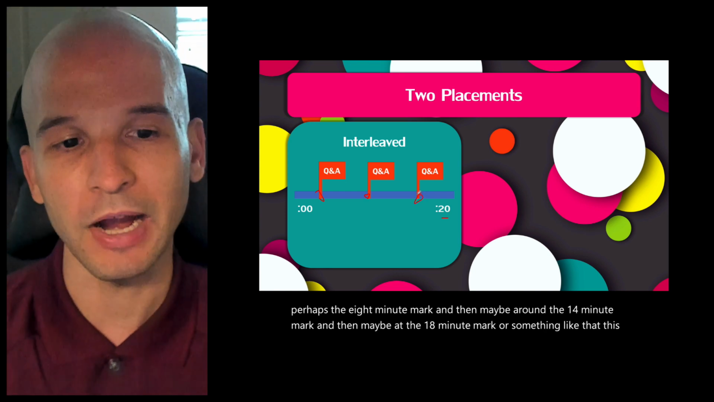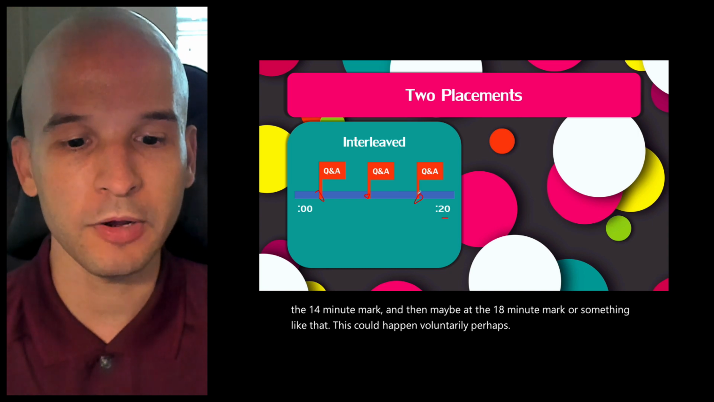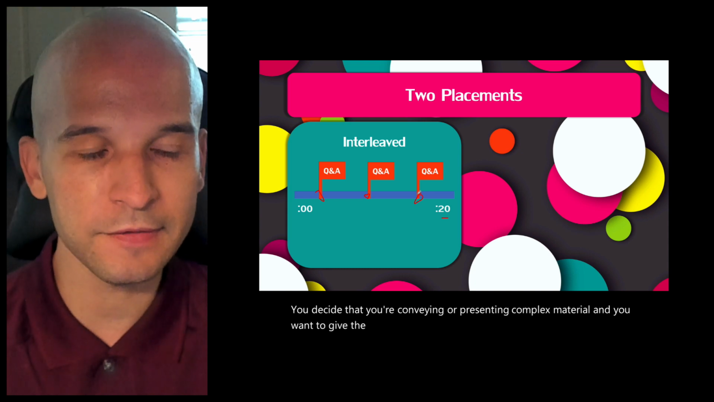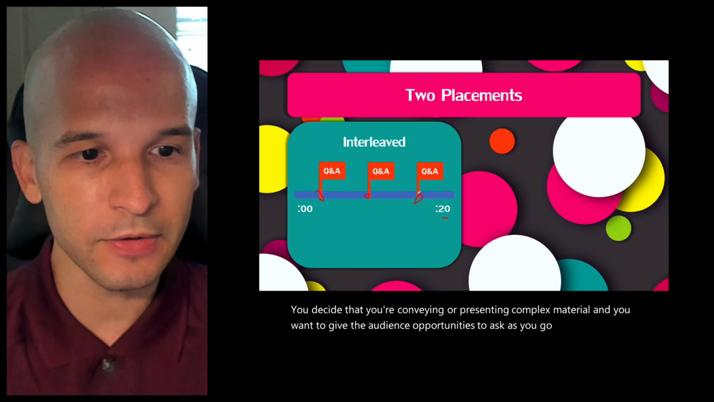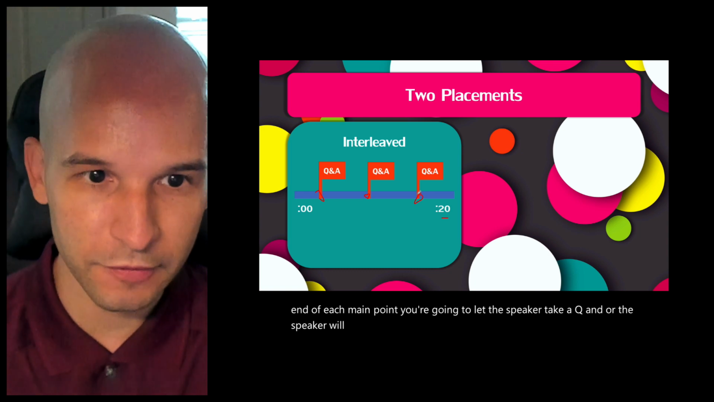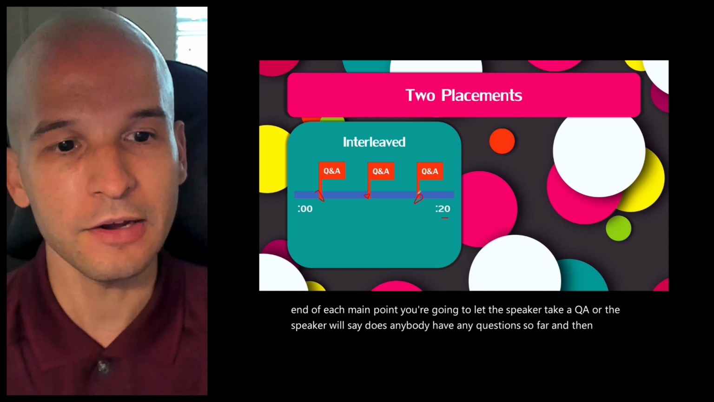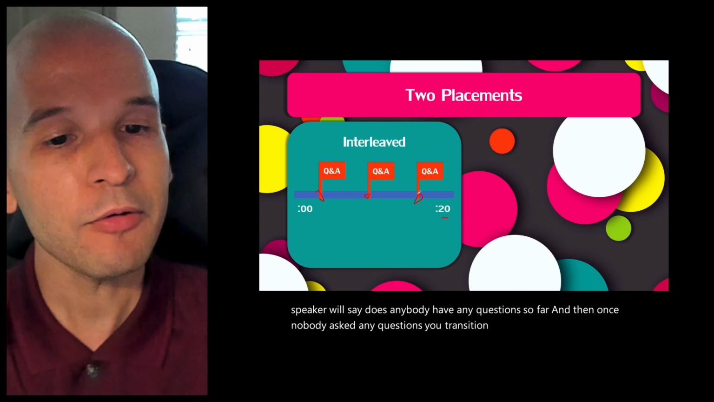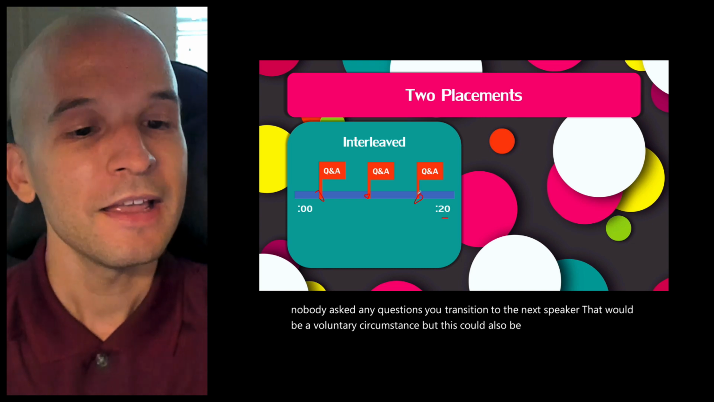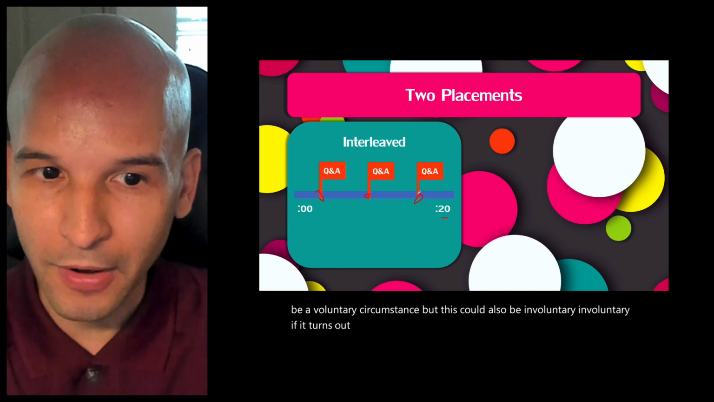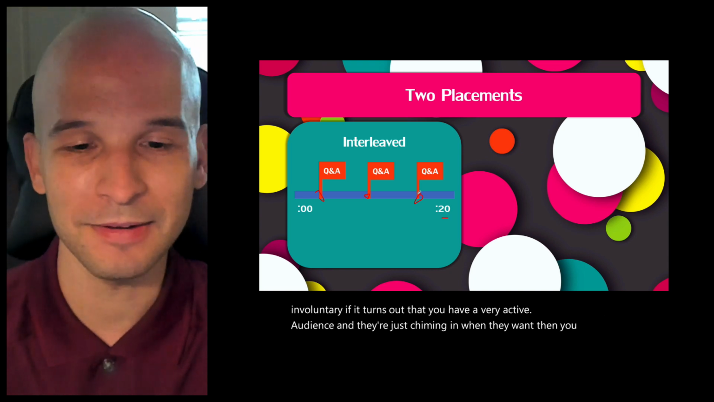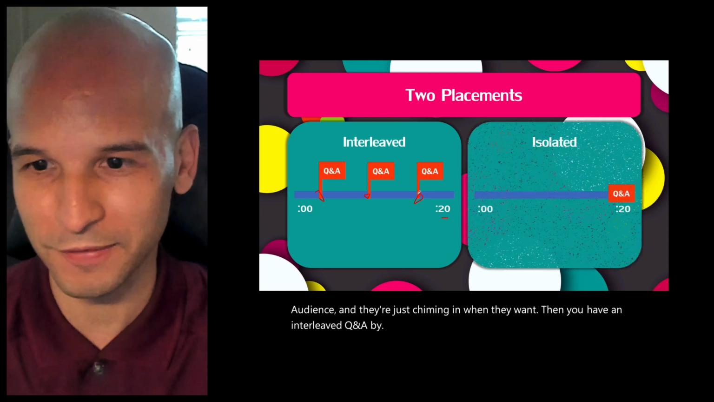This could happen voluntarily. Perhaps you decide that you're presenting complex material, and you want to give the audience opportunities to ask as you go. So perhaps at the end of each main point, the speaker will say, does anybody have any questions so far? And once nobody asks any questions, you transition to the next speaker. That would be a voluntary circumstance. But this could also be involuntary. If it turns out that you have a very active audience and they are just chiming in when they want, then you have an interleaved Q&A not by choice.